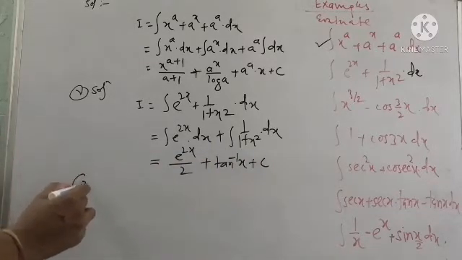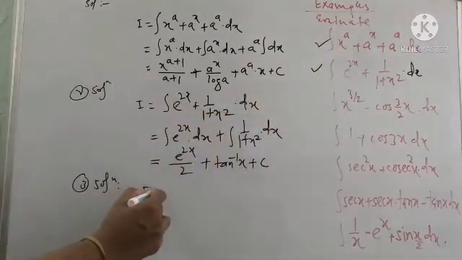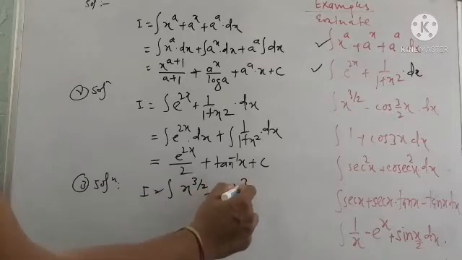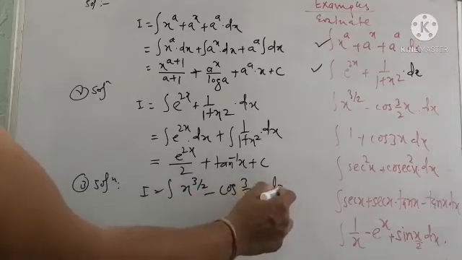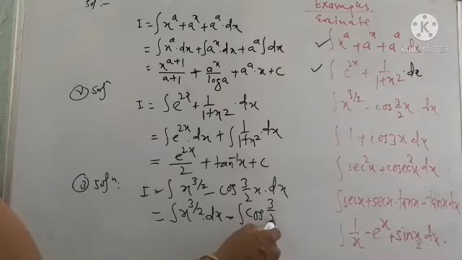Next, the third example: I is equal to the integration of x raised to 3 by 2 minus cos of 3 by 2 x, into dx. Here a subtraction of two terms is given, so take the separate integration of each term. First, the integration of the first term, x raised to 3 by 2 with respect to x, which is a power function, minus the integration of the second term, cos of 3 by 2 x with respect to x, which is a trigonometric function.